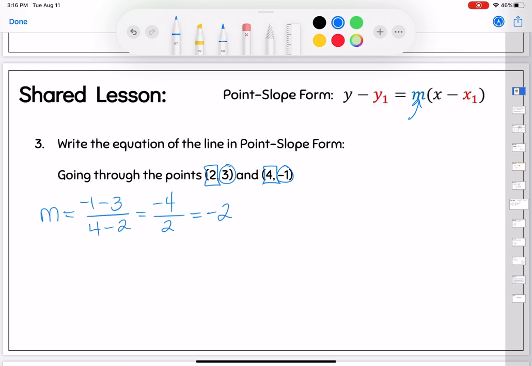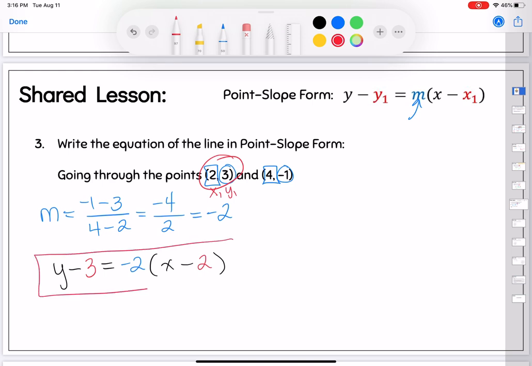All right, now for point-slope form, I have to have a single point x1, y1, but here I have two options. So your first option is to say, all right, let's call (2, 3) x1 and y1. In that case, I would have y minus 3 equals negative 2 parentheses x minus 2. x1 is positive 2. y1 was positive 3. That has to go by the y. Just be careful, it's in a different order. So this would be an example of this line written in point-slope form.